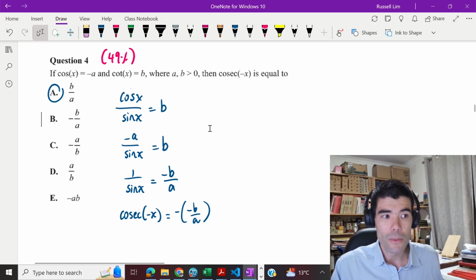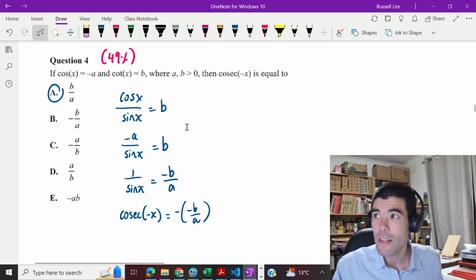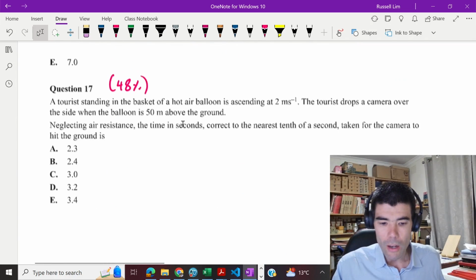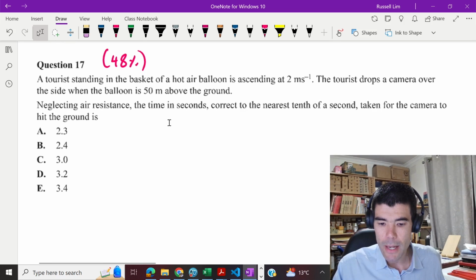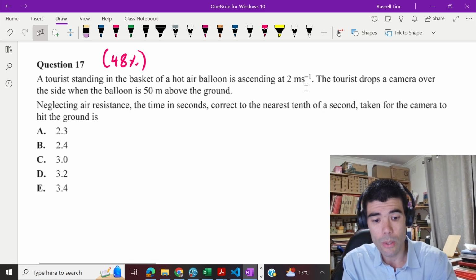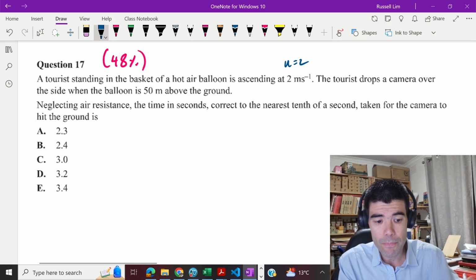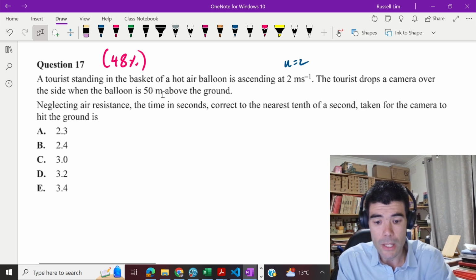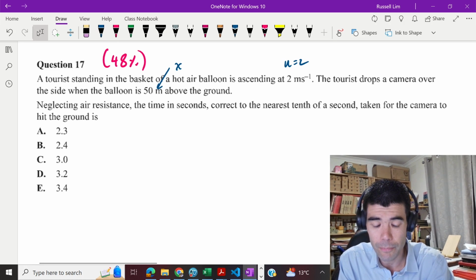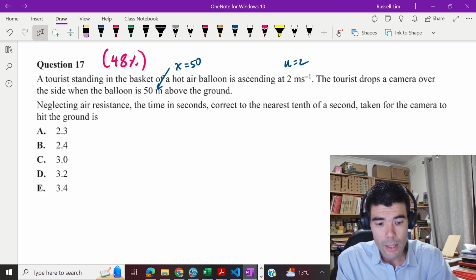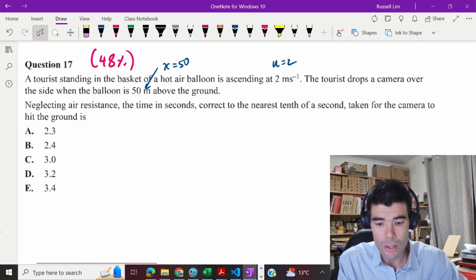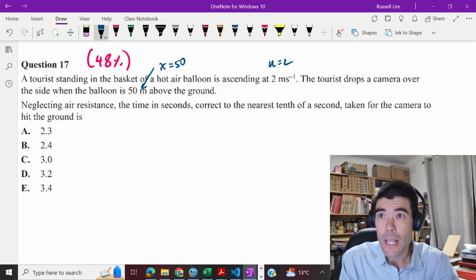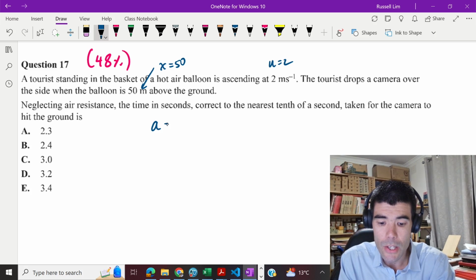Okay, next one we're going to look at is question 17. So it's a kinematics question about a hot air balloon. It's ascending at 2 meters per second. The tourist drops the camera over when the balloon is 50 meters above the ground. Neglecting air resistance, find the time taken for the camera to hit the ground. So the acceleration is -9.8.